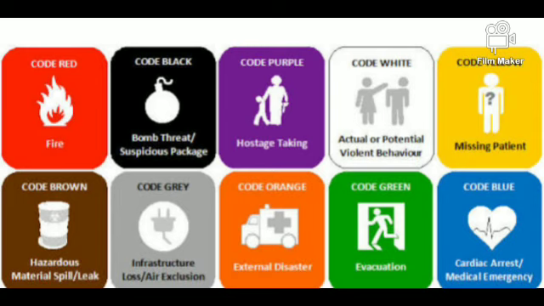Code red is mainly used for any kind of fire hazard. Next we have code black, used for any suspicious packet or bomb threat. Next, code purple for hostages. Code white for potentially violent behavior of a patient. Code yellow for a missing patient. Code brown for a hazardous patient. Code gray for air exclusion or infrastructure loss, if there is any collapse of the building. Code orange for external disaster. Code green for evacuation, meaning you have to immediately evacuate the area, and code blue for medical emergency.